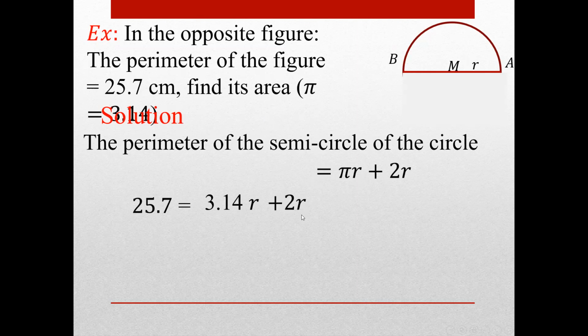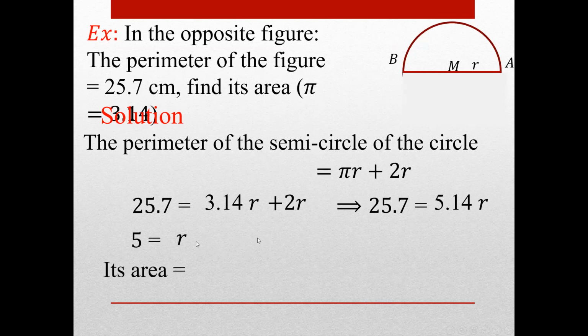Here I have like terms. Like terms means that I add 3.14 plus 2, and it will be 5.14 r. So 5.14 r equals 25.7. I want r, so r equals 5.